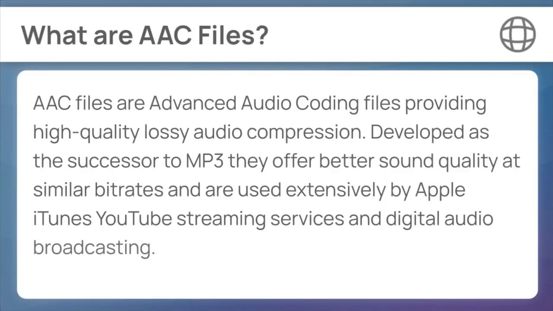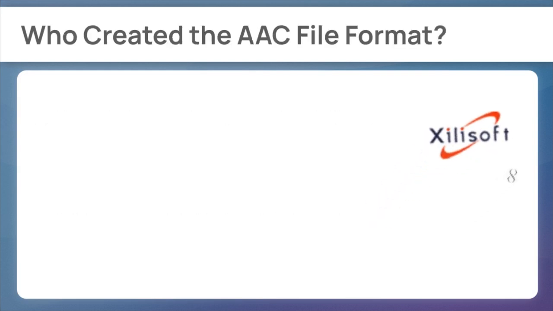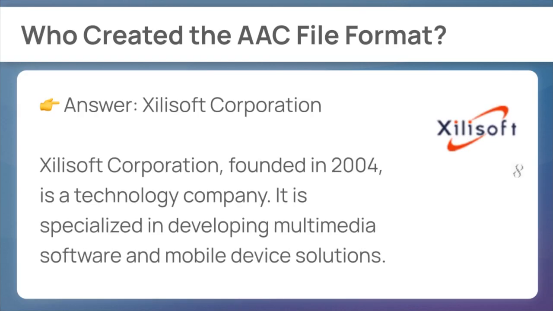AAC files are advanced audio coding files providing high-quality lossy audio compression. Developed as the successor to MP3, they offer better sound quality at similar bit rates and are used extensively by Apple iTunes, YouTube streaming services, and digital audio broadcasting.